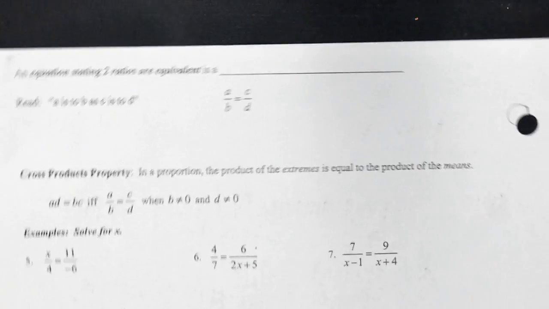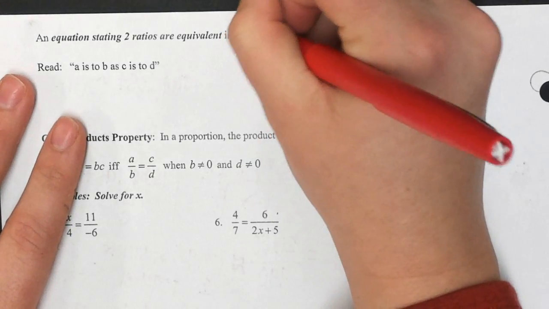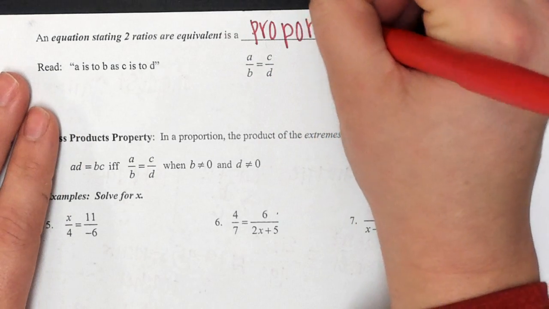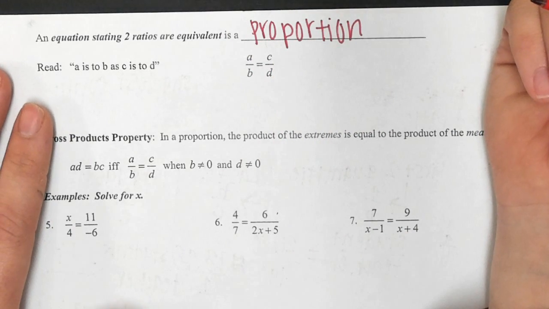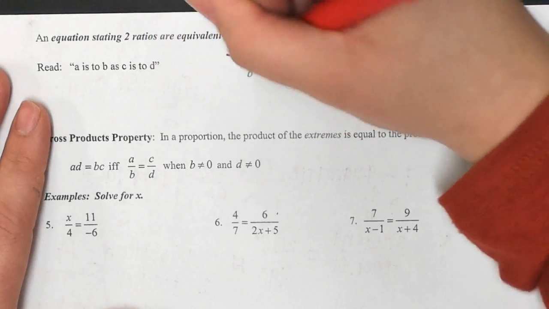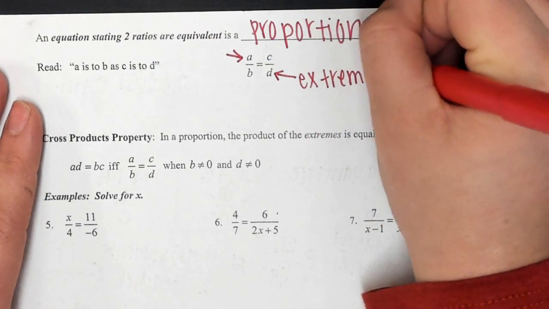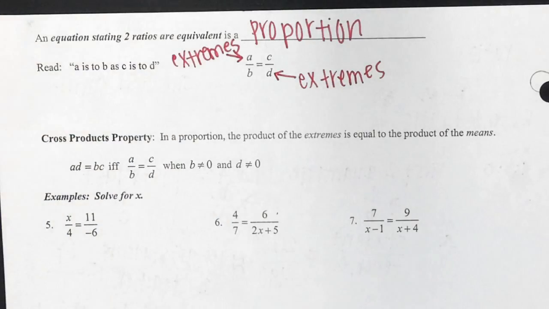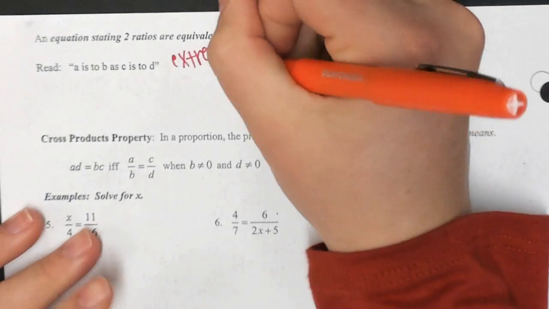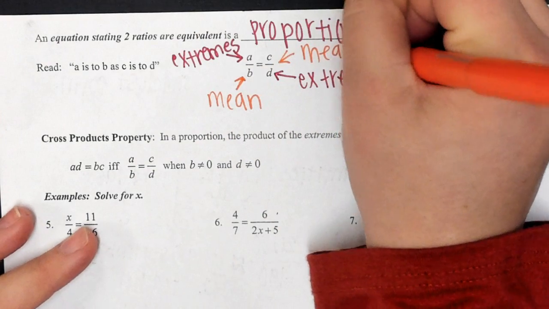All right, to the back. An equation stating 2 ratios are equivalent is a proportion. So when you're setting up a proportion, you're saying that they are equal to each other. Okay, in this case, A and D are your extremes. That's their names. Just the name they have. So A and D are extremes. C and B are called means. Extremes and means.